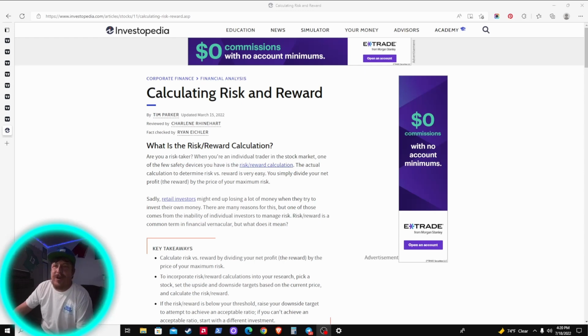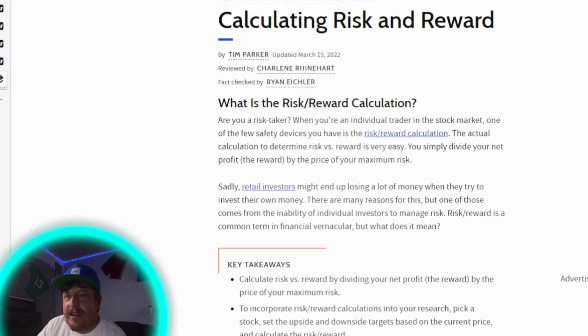All right, so I'm going to read here from Investopedia, calculating risk and reward. What is risk to reward calculation? Are you a risk taker? When you're an individual trader in the stock market, one of the few safety devices you have is the risk to reward calculation. The actual calculation to determine risk versus reward is very easy. You simply divide your net profit, the reward, by the price of your maximum risk.